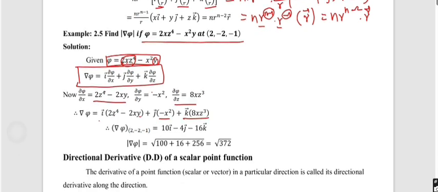Now we find del phi at the point 2, minus 2, minus 1. We substitute z equal to minus 1, x equal to 2, y equal to minus 2. Simplifying this, we have 10 i vector minus 4 j vector minus 16 k vector. From this we find the modulus of del phi, that is square root of 10 square plus minus 4 whole square plus minus 16 whole square, that is equal to square root of 100 plus 16 plus 256, that is equal to square root of 372. So if phi is given, from this phi we find del phi using this del phi formula.